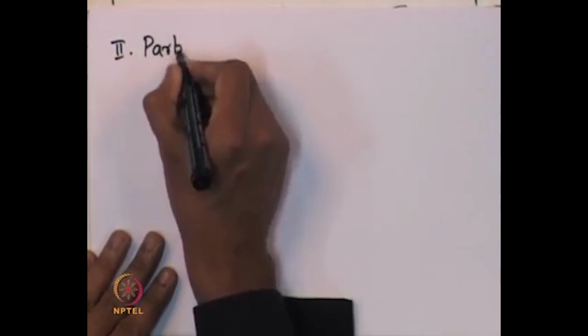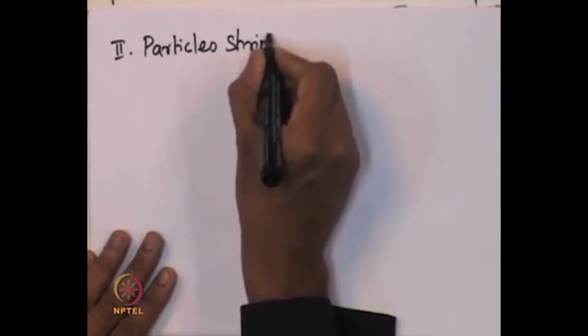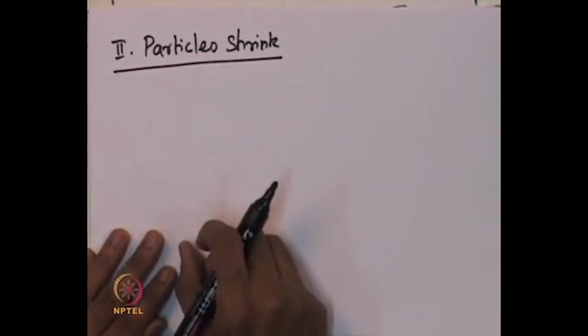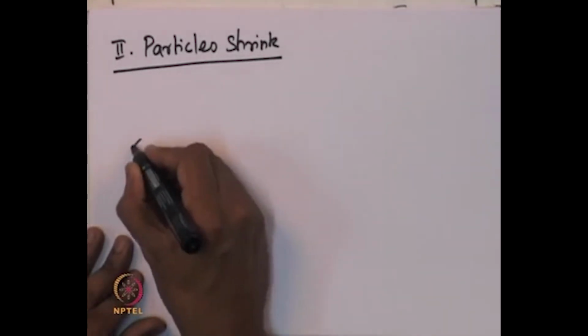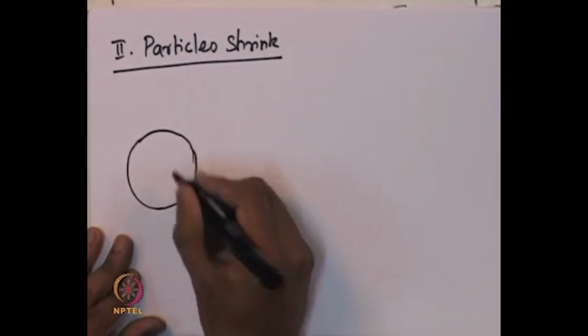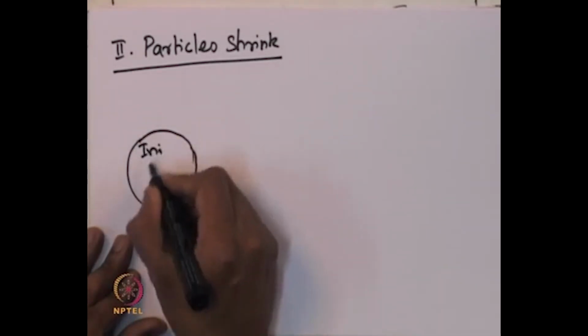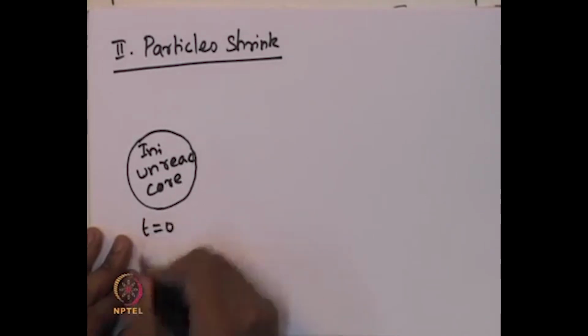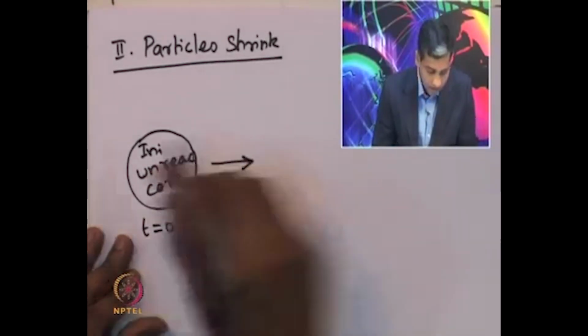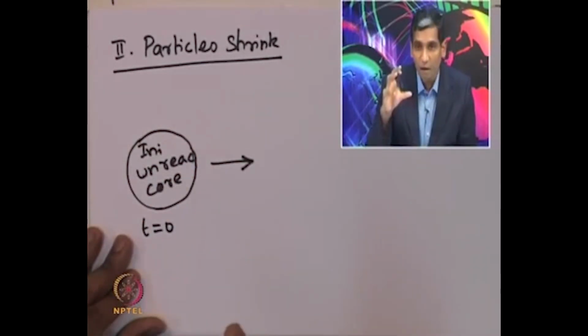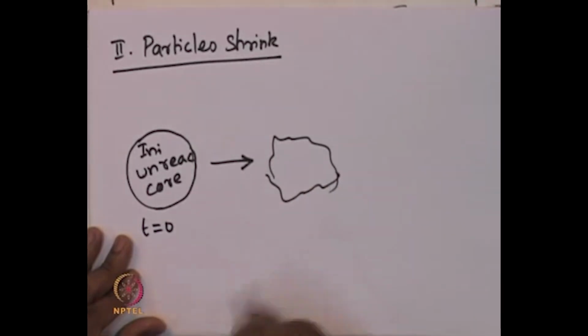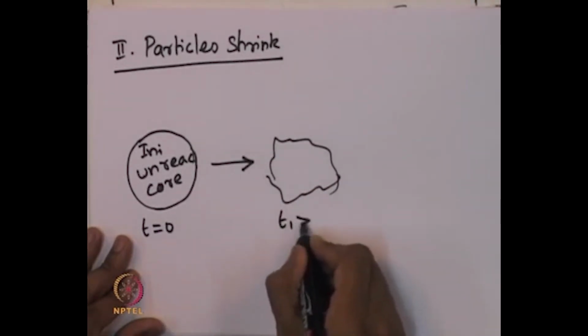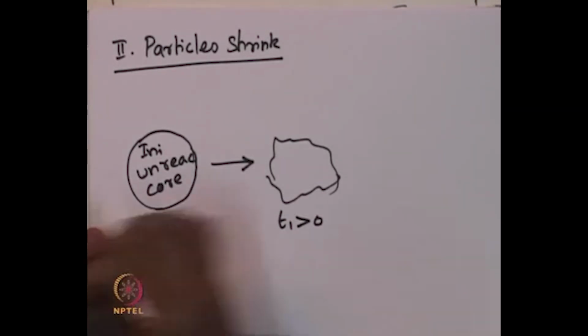So, the second mode is where the particles shrink. Suppose this is the initial unreacted core, at time t equal to 0. As time proceeds, the size of the particle changes, because the solid is being converted into products and consumed. So, there is a reduction in the size of the particle, at let us say time t1 greater than 0, and there is still an unreacted core present inside.